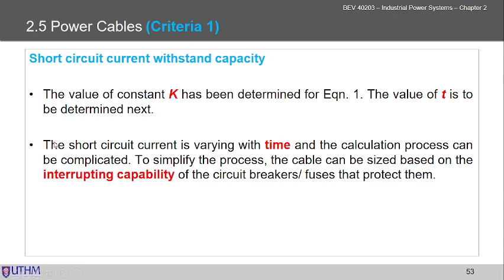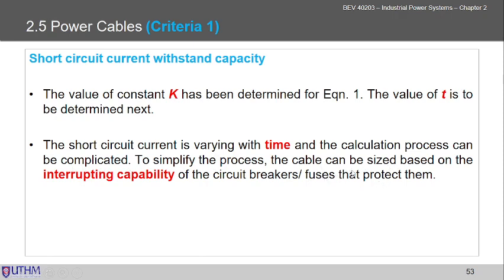The short circuit current is varying with time, of course, and the calculation process might be complicated. It's due to maybe some aging factors of the circuit breaker, for example. It takes some time to switch on, switch off, I mean, to open the circuit. So that's why there are a lot of factors, and it could be quite complicated.